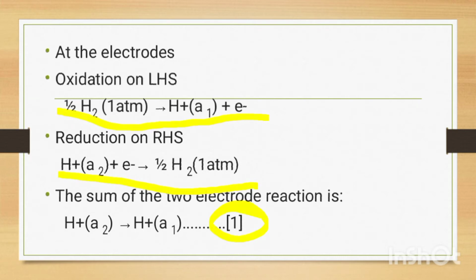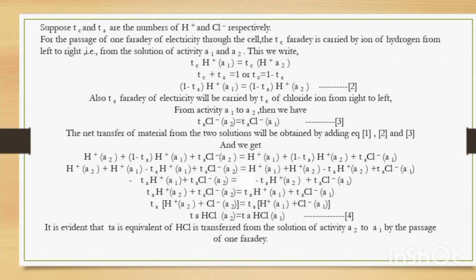This is equation number 1. Now, suppose Tc and Ta are the transport numbers of H plus and Cl negative respectively. Here, Tc represents the transport number of the cation, whereas Ta is the transport number of the anion. In simple words, Tc equivalent of current is carried by H plus ions, whereas Ta equivalent of current is carried by Cl negative ions. Now, for the passage of 1 Faraday of electricity through the cell, Tc Faraday is carried by hydrogen ions from left to right, that is from the solution of activity a1 to activity a2.